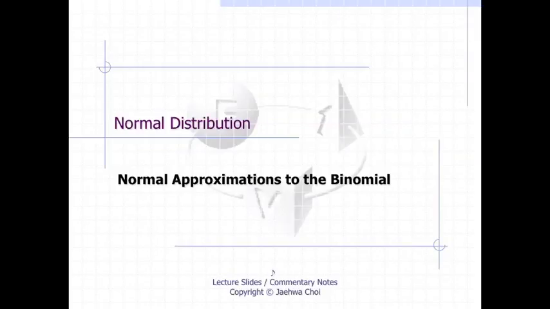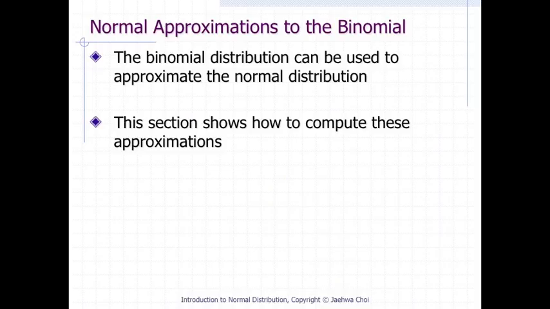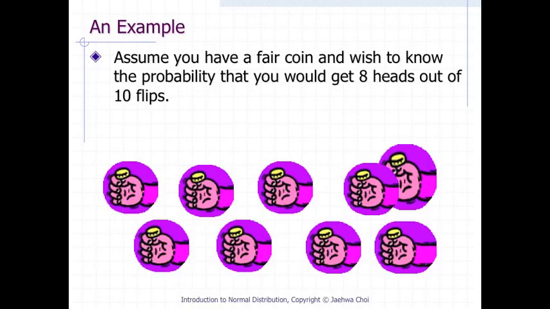Normal approximations to the binomial. In the section on the history of the normal distribution, we saw that the binomial distribution can be used to approximate the normal distribution. This section shows how to compute these approximations. Let's begin with an example.